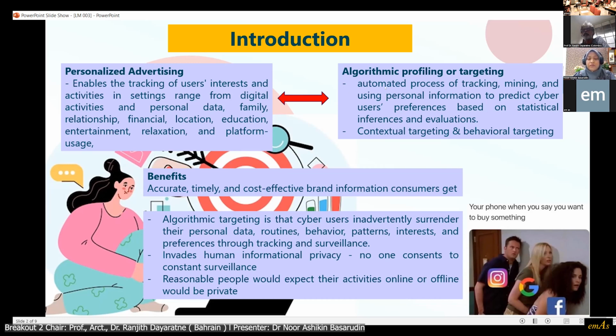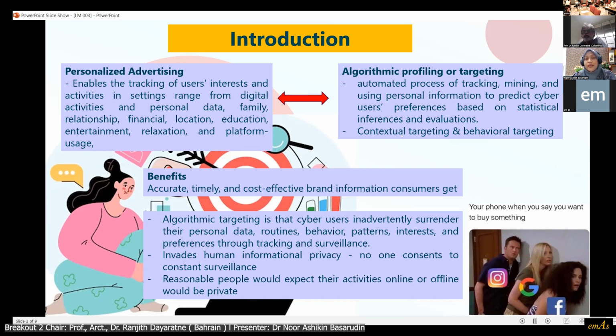So basically, personalized advertising is algorithmic profiling. Okay, it is based on algorithmic profiling or targeting, where it tracks what I call our personal data. Okay, then our personal data will be listed, segmented, and used to customize the setting. So all our personal data will be predicted, okay, for the advertisers or marketers to target the person, to advertise the content related to what suits us.